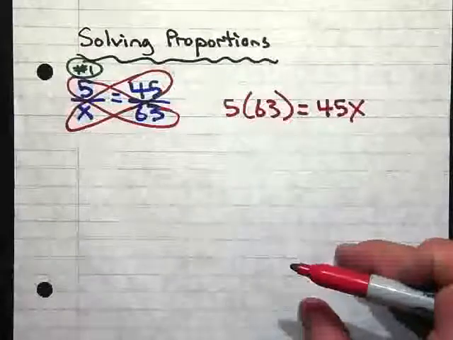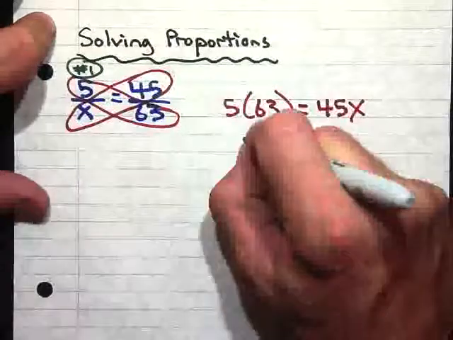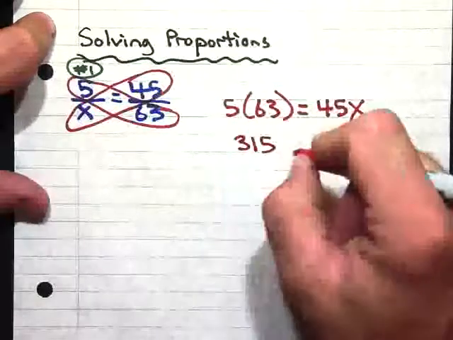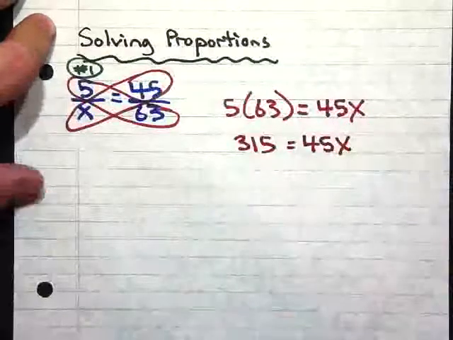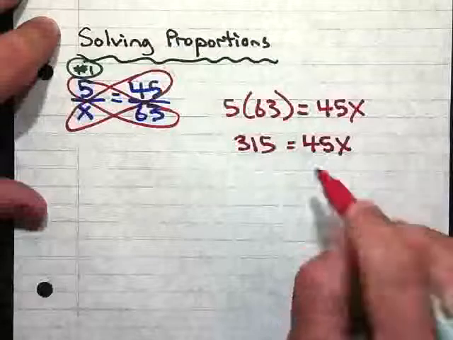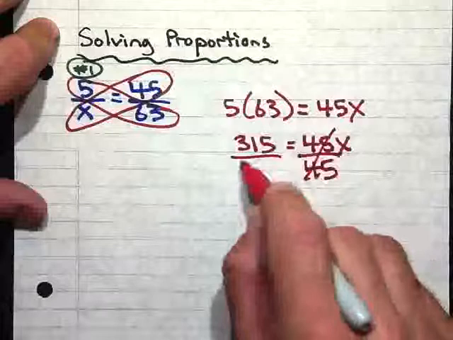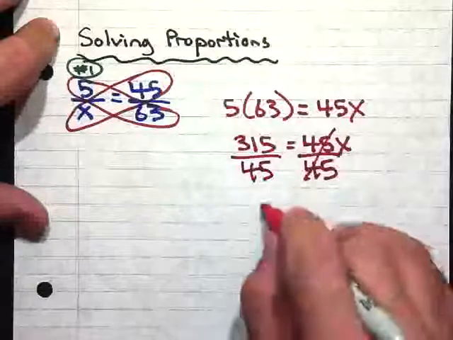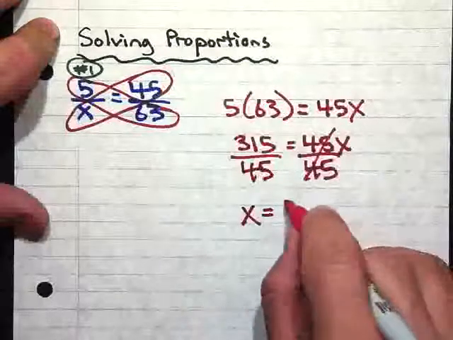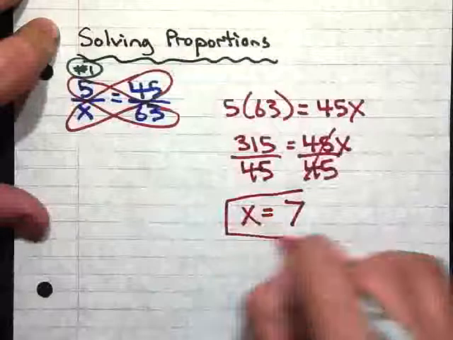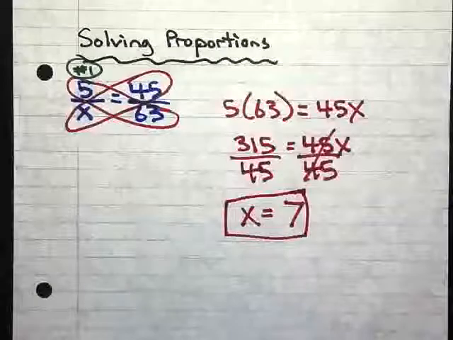Now, all we want to do here is simplify. 5 times 63 gives us 315, so 315 equals 45x. In order to get rid of this 45, I have to divide both sides by 45. When I do that, those 45s cancel out, and I'm left with x equals 315 divided by 45, which is 7. And we have the solution to our proportion. All right, let's take a look at another example.